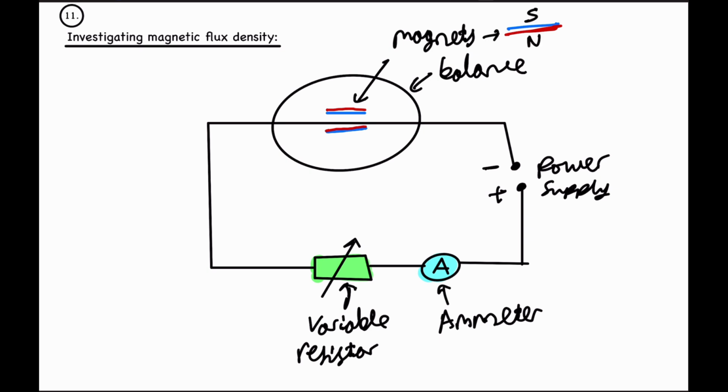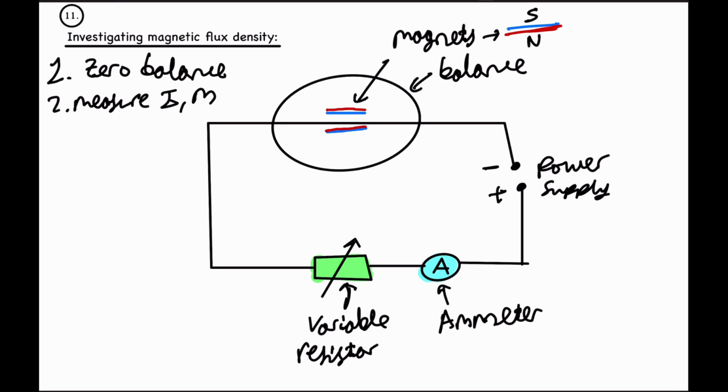And now let's go on to the steps of the practical. So the first step would be to set up the apparatus and zero the balance, so when there is no current flowing through the wire. Second step would be to turn on the power supply and measure the mass recorded on the balance and the current on the ammeter. The mass M on the balance, which can be used to find out the force exerted by the wire.